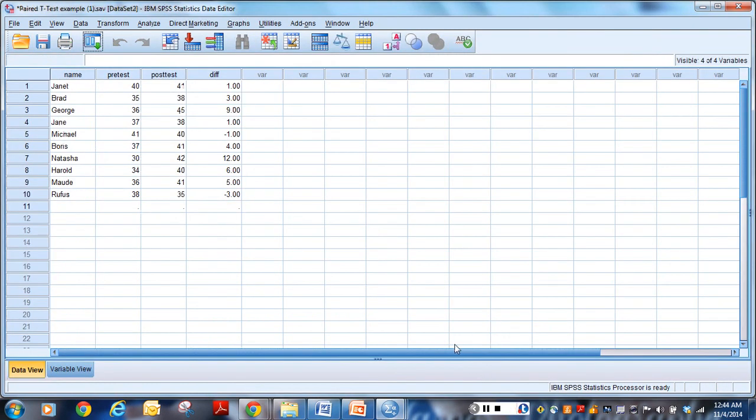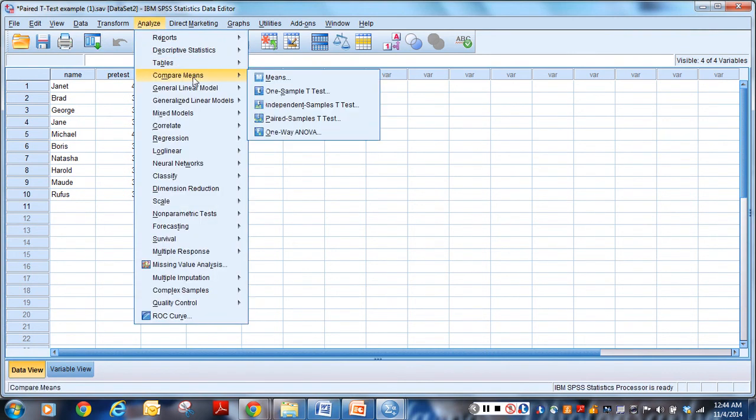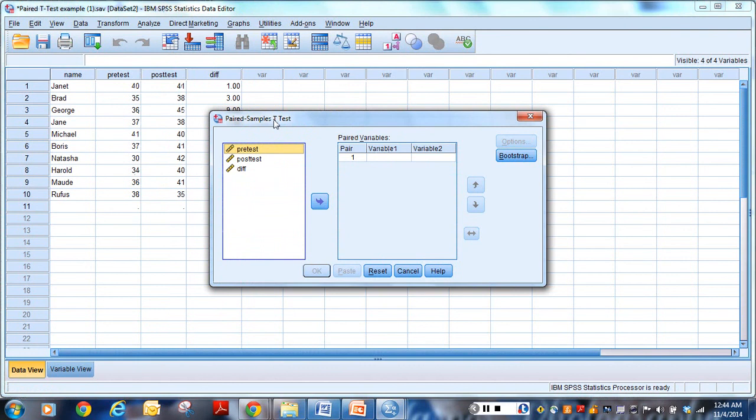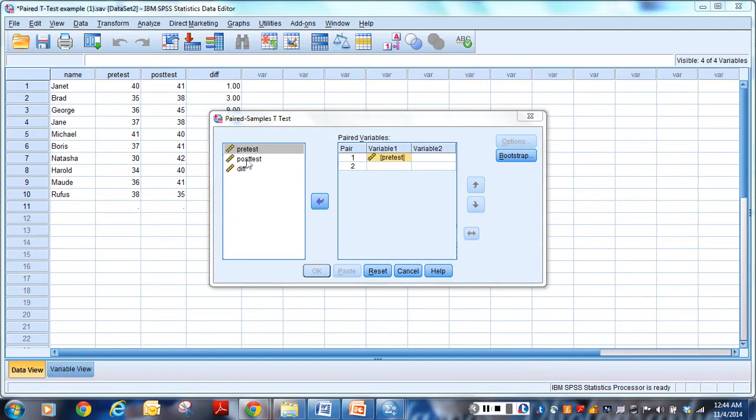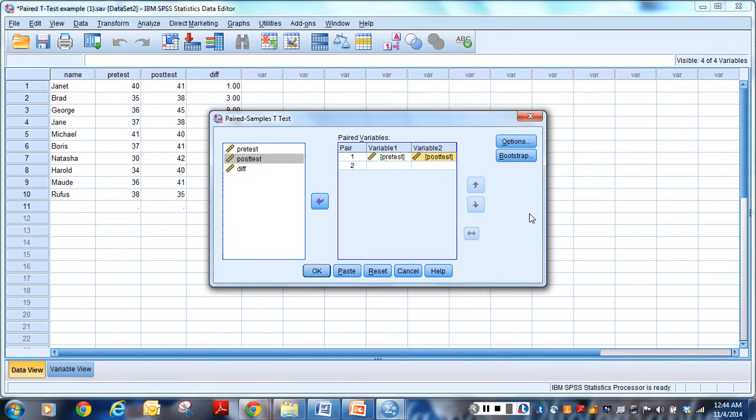t-test. So to run a paired t-test, let's go to Analyze, Compare Means, and we're going to select Paired Samples. And now we are going to basically move these variables to the right side. So move the pretest variable under variable 1, and we are going to move post-test to variable 2 and click OK.